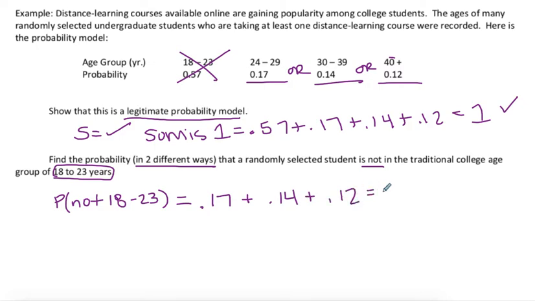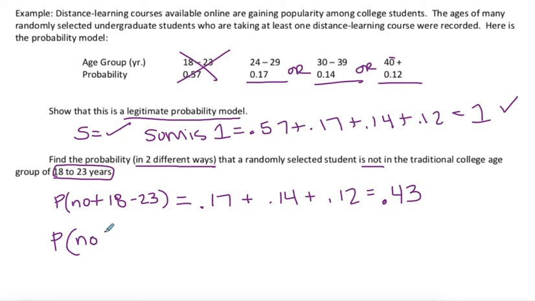So we can add those together, and this is where I got 0.43. So there's a 43% chance that if I randomly selected somebody out of my online learning courses at the college level, they would be someone that is not a traditional college age student.